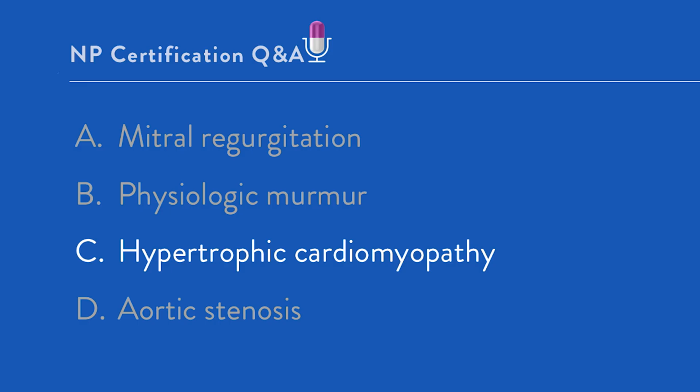How to avoid missing something? Dynamic auscultation, which means performing the cardiac exam while the patient either performs certain actions like the Valsalva maneuver or is in different positions, such as supine to stand, squat to stand. There are a number of different maneuvers.